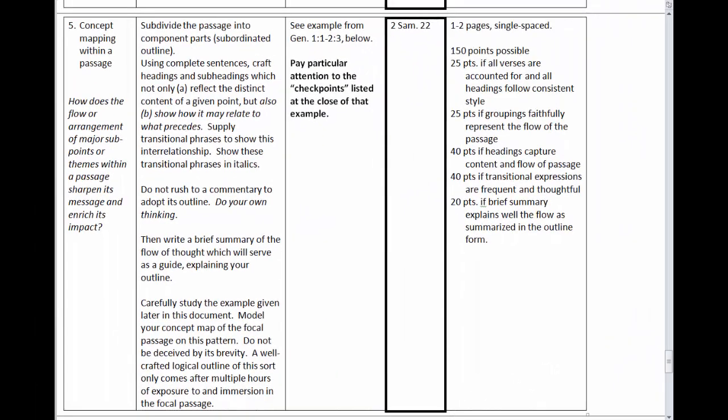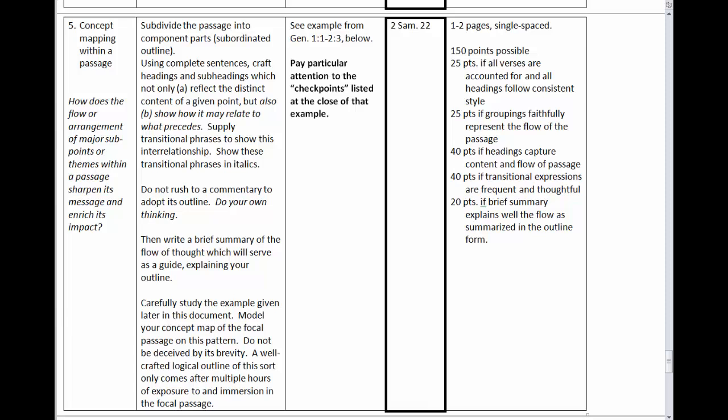In the next few minutes, I'd like to explain for you what I found to be an extremely valuable technique in studying Scripture. Perhaps you've encountered it before in another course. It goes by the name a logical outline or concept mapping, developing either a logical outline or concept mapping.